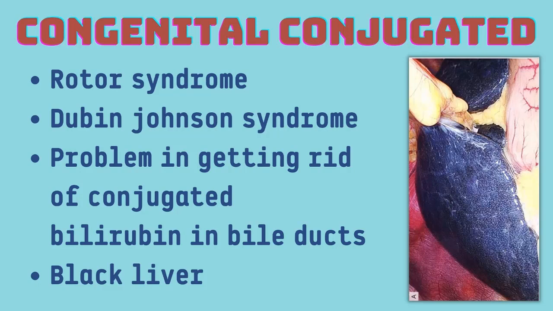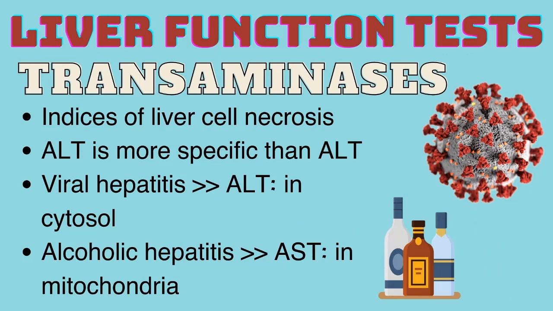Okay, so let's talk about liver function tests. We did bilirubin already. Now let's talk about these tests that are really going to finish this off just before lunch. It's always a good idea. And then you can go out and get oysters and get all kinds of hepatitis if you want. What do we use the transaminases for? They are indices of liver cell necrosis.